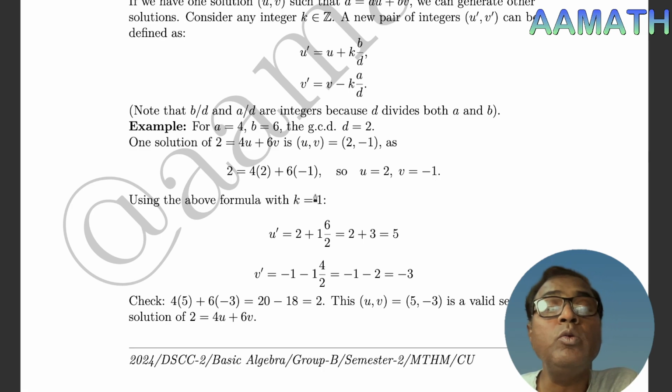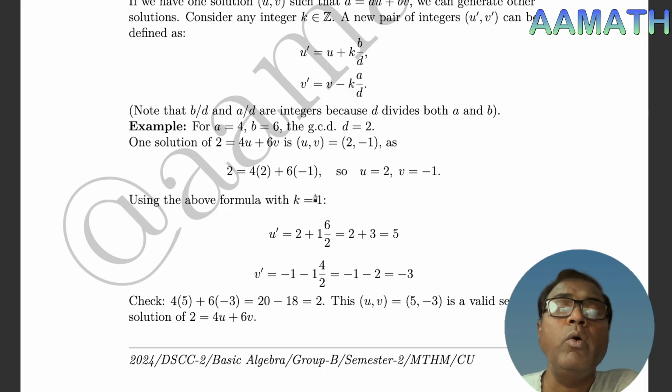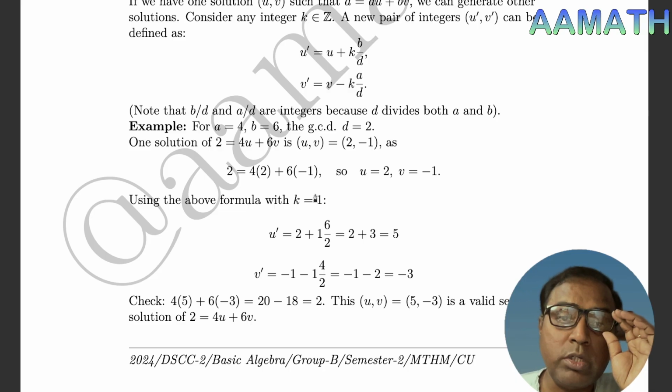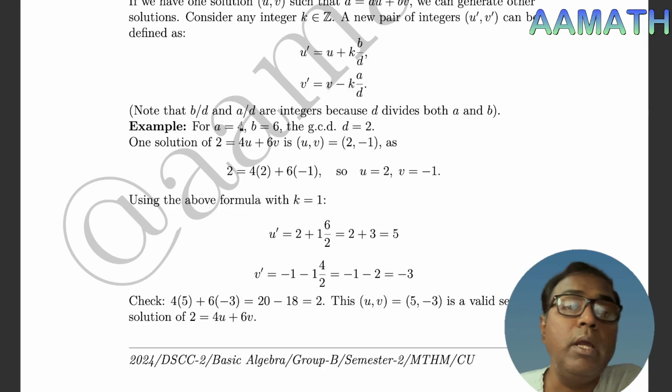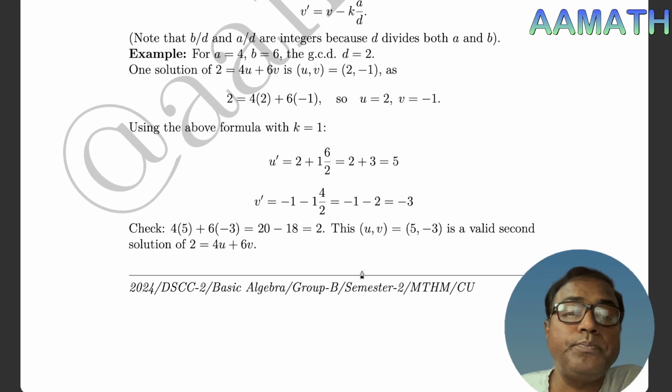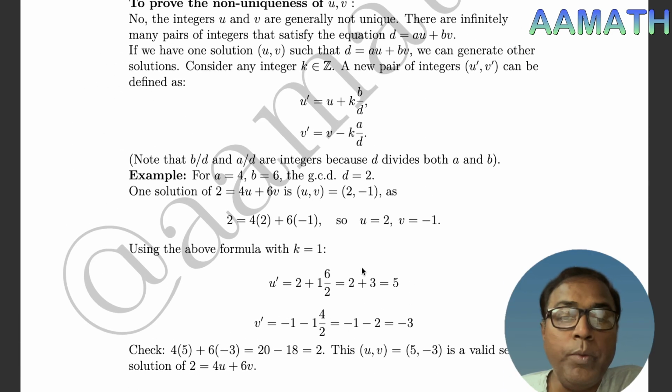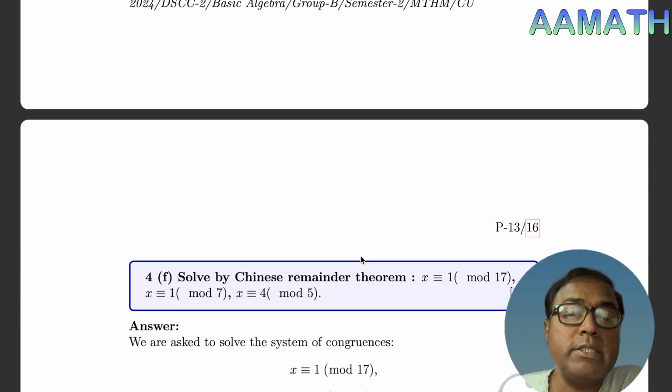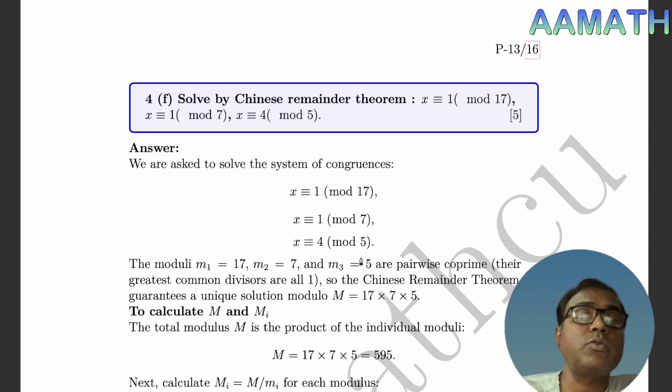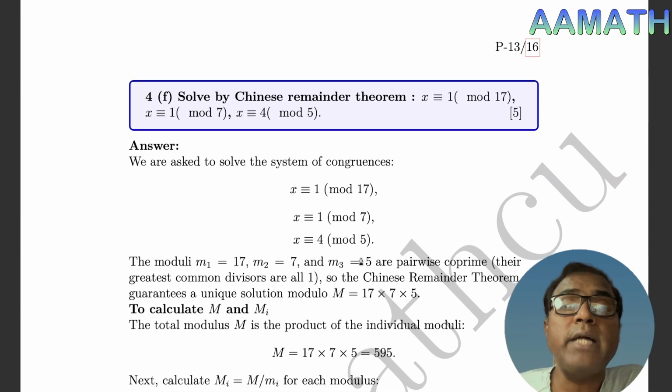If we put K equal to 2, K equal to minus 1, and so on, we get infinitely many solutions for this equation. So U, V are not unique in this case. Next, the last question 4F, solved by Chinese remainder theorem: x congruent to 1 modulo 17, x congruent to 1 modulo 7, x congruent to 4 modulo 5.